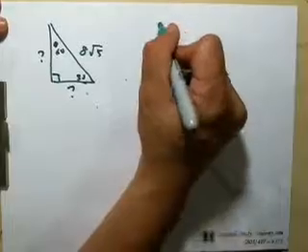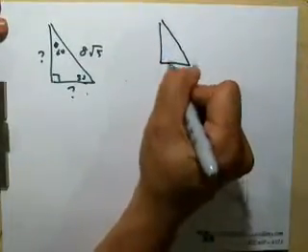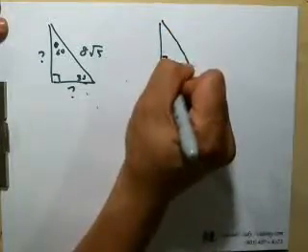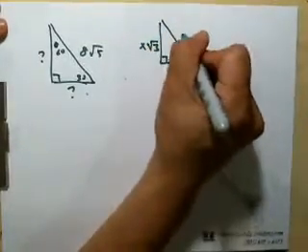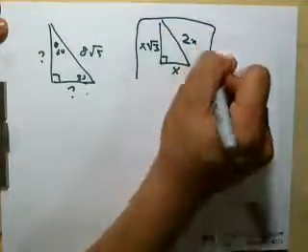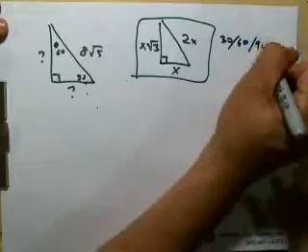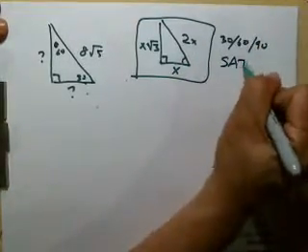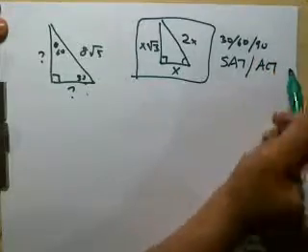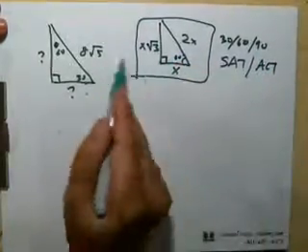On a 30, 60, 90 triangle, the short side is x, the long leg is x root 3, and the hypotenuse is 2x. This is a formula for your 30, 60, 90 triangle. You've got to remember this. It's going to be on your SAT and ACT as well. So that's the 60 degree angle. It looks just like this.